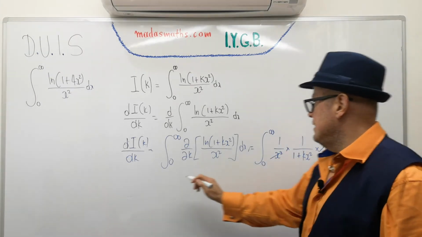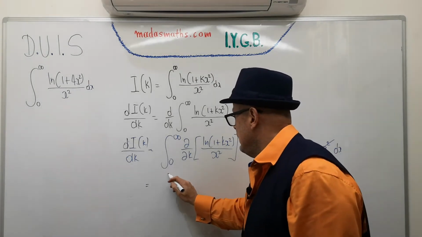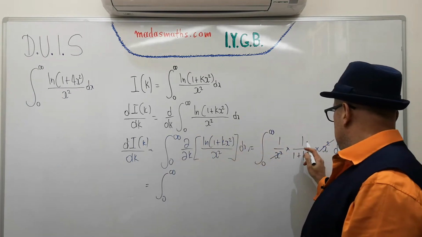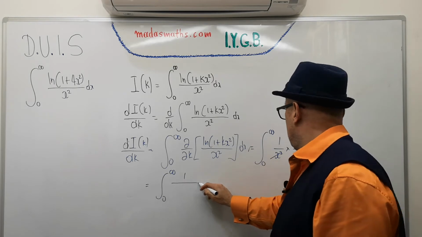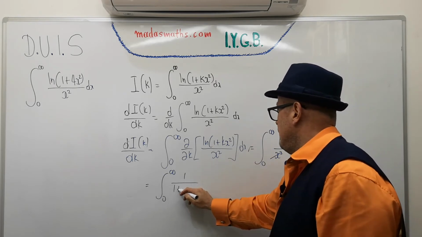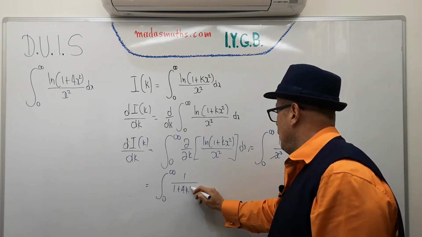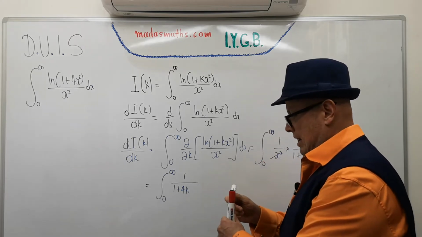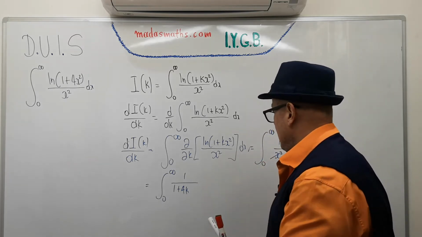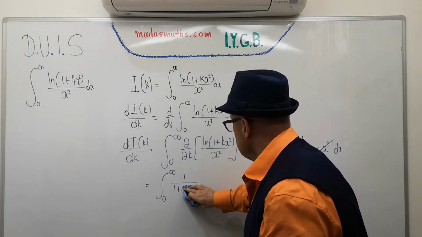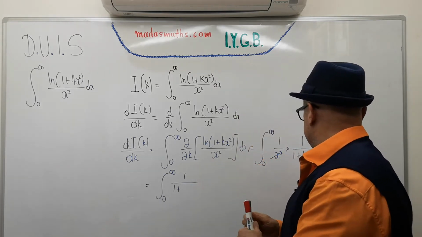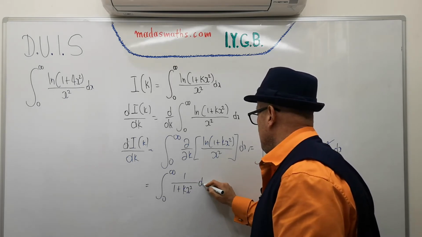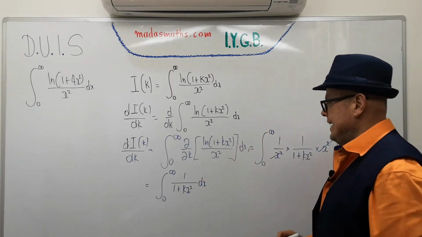So I'm going to take it and rewrite it here. So I have the integral from 0 to infinity of 1 over 1, not 4, I made a mistake in there, should be 1 plus k x squared dx. Of course, this is an arctan, a standard arctan integral.